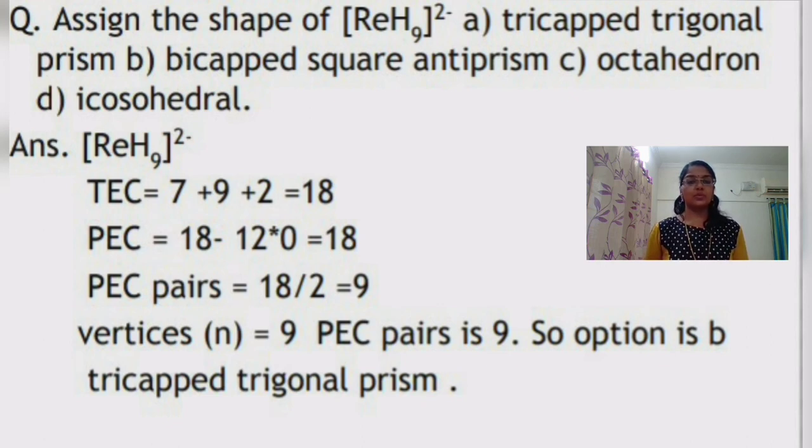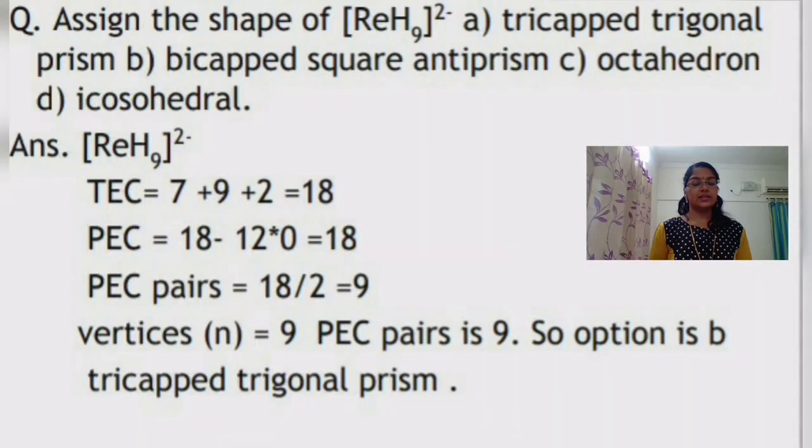Cubic means it is perfect for a cesium chloride like structure. It's an alkali metal, that is the cesium chloride structure, so it can't be possible. The last geometry is bicapped trigonal prism. It can be possible. At that time vertices should be 8.